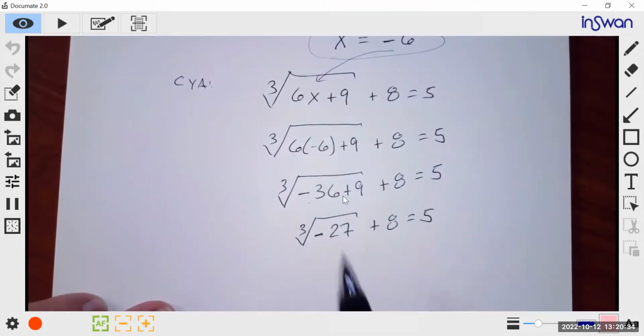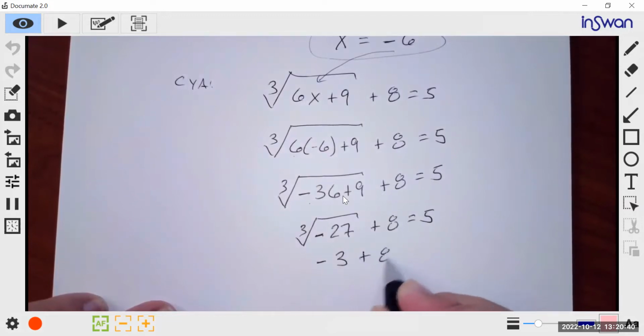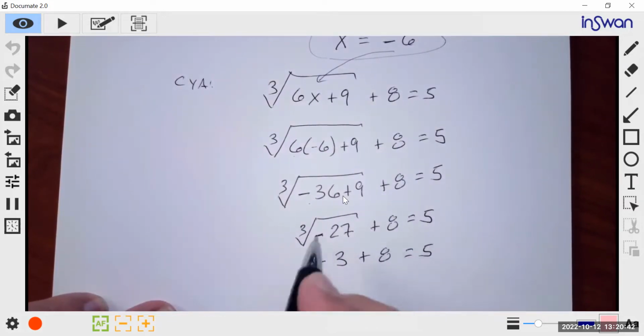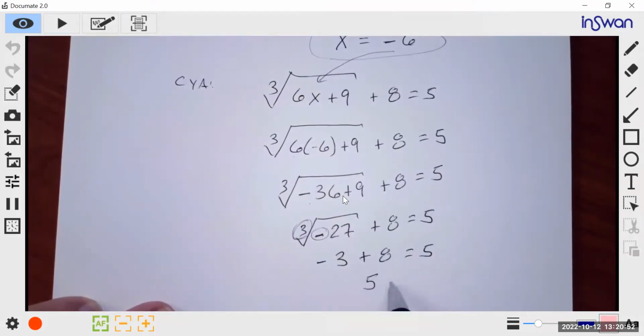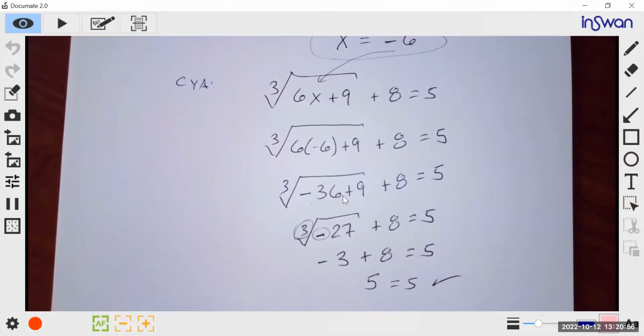Cube root of negative 27 is negative 3, plus 8 equals 5. Because since it's an odd root, I can have a negative answer. Only odd roots can have negatives inside. Negative 3 plus 8 is 5. 5 equals 5. So our answer is negative 6.